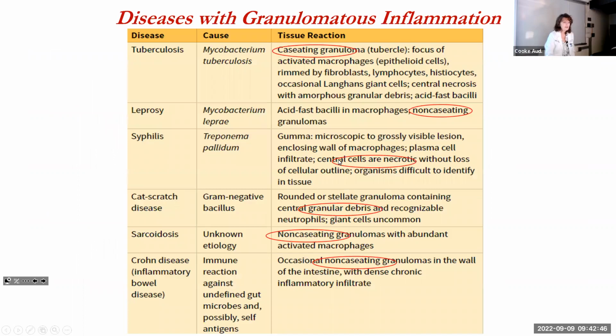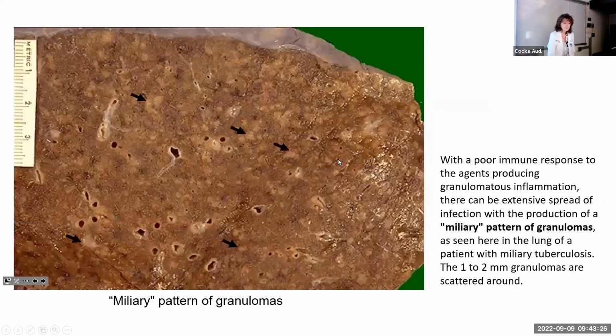Now, this is a table which gives you a lot of detail about different diseases that can present with granulomas. For instance, tuberculosis, caused by Mycobacterium tuberculosis, as you know, the reaction will be a caseating granuloma. Leprosy, non-caseating granuloma. The cause is Mycobacterium leprae. Syphilis, Treponema pallidum is the cause. Central cells are necrotic. These are called gumma, if you remember. Cat scratch disease, you can see some central granular debris. Sarcoidosis is the typical example of a non-caseating granuloma. And also other instances such as Crohn's disease, you can see also granulomas.